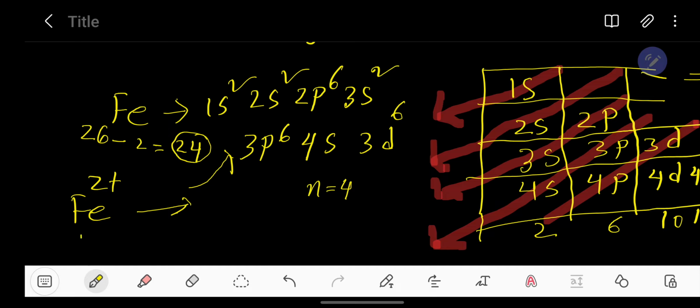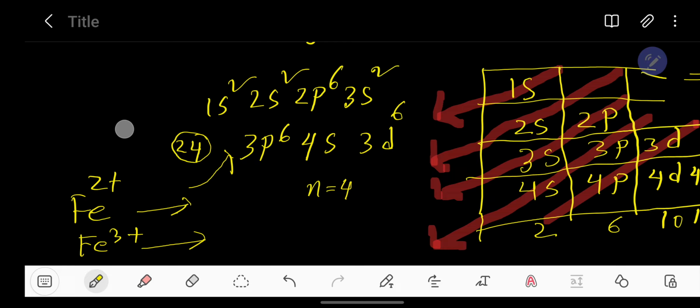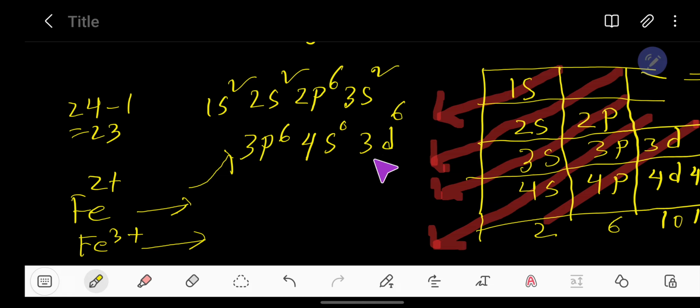So what will be the electron configuration of Fe3+? In Fe3+ you have to deduct one more electron from Fe2+. This is the electron configuration of Fe2+. So for Fe3+, just deduct 1 electron, that is 23. For this, the next electron will go from the 3d. Why 3d? Look, because this is the highest energy subshell.